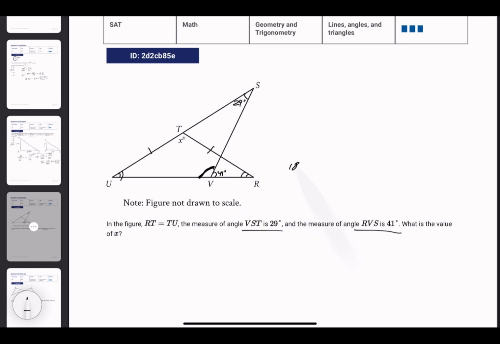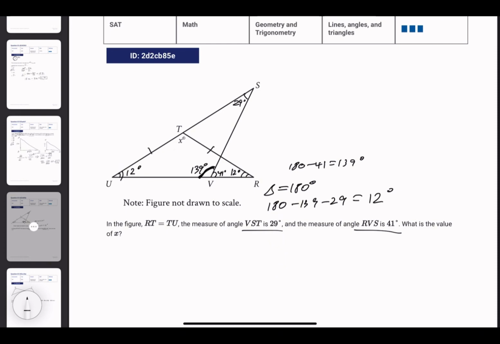And 180 minus 41 is equal to 139 degrees. So 139 degrees is going to be this angle. And now we know this angle and that angle, and we know our triangle angles add up to 180 degrees. So 180 minus 139 minus 29 is going to give us an angle of 12 degrees. So that's going to be our angle for this remaining one right here. And we know that this angle is going to be equal to this, as we said before. So that's also going to be 12 degrees.